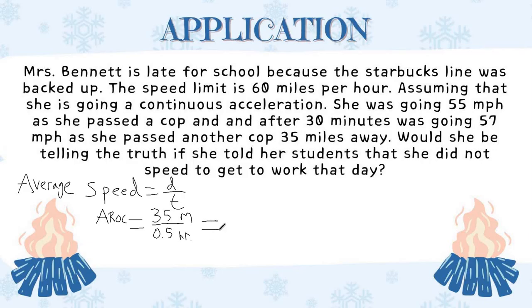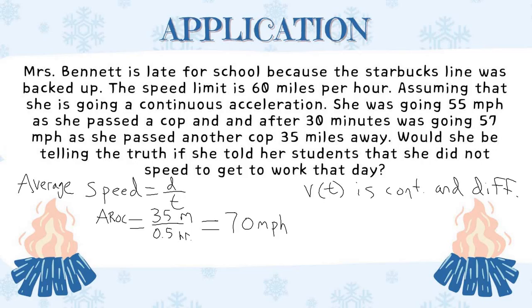So, what is 35 divided by 0.5? 70 miles per hour. And that's our average speed, or our average rate of change. So what do we know then? If we had a continuous acceleration, and I go backwards from acceleration to velocity, if my acceleration was continuous and differentiable, then so would my velocity. So we can say v of t is continuous and differentiable.